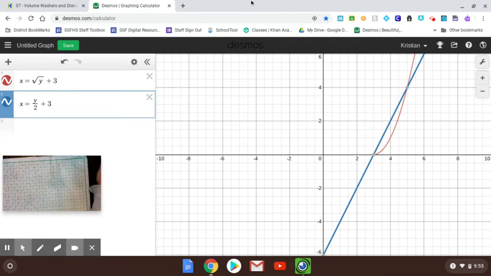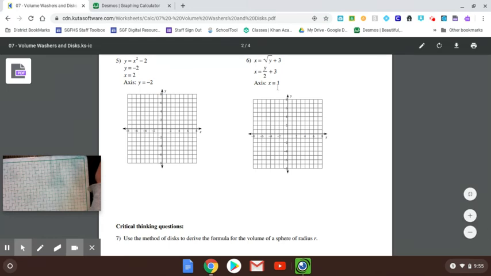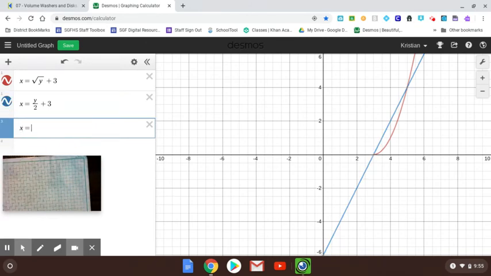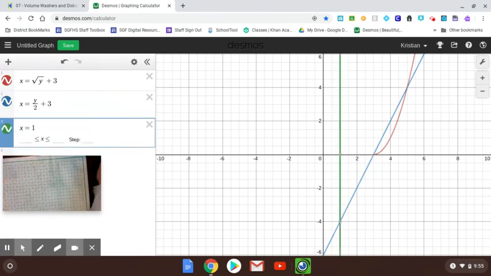We have to rotate this thing around x equals 1. So x equals 1 is somewhere over here. I'm going to graph that as well. And we're going to try to rotate this region around here. Now, shell method would be great for this, but we only have washer and disk.